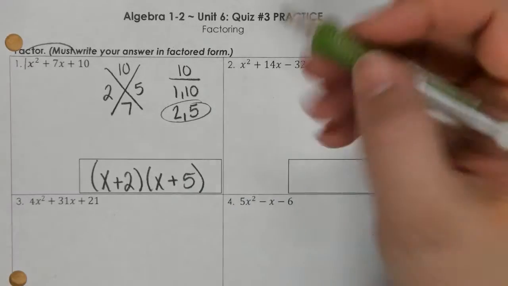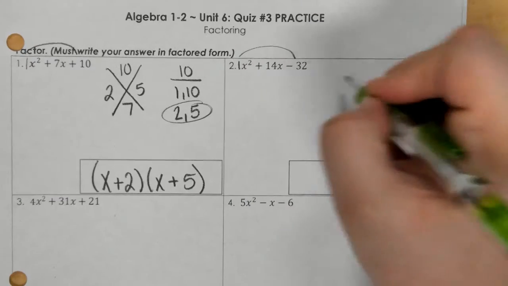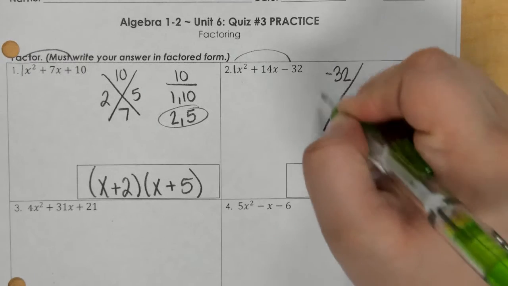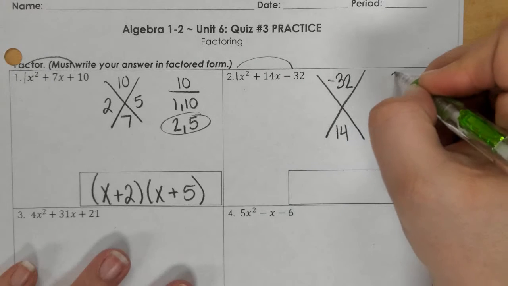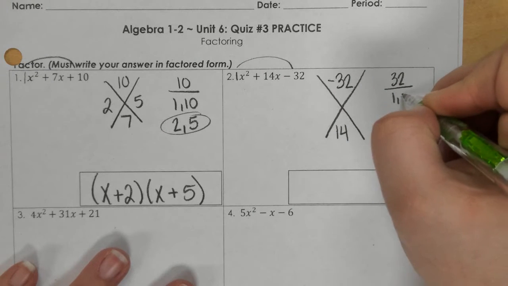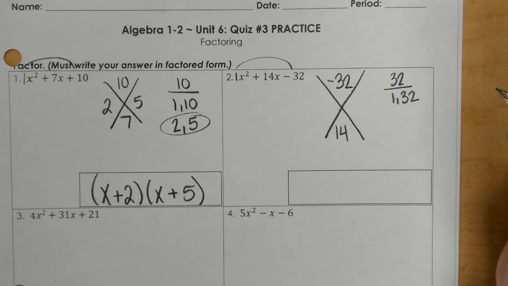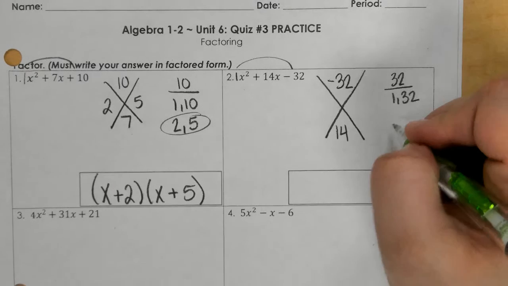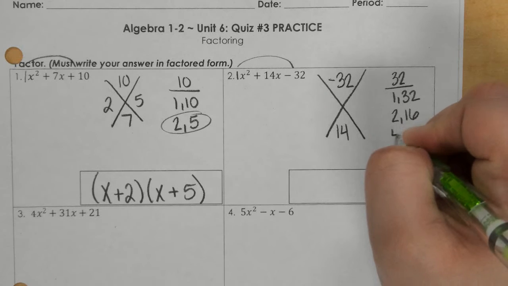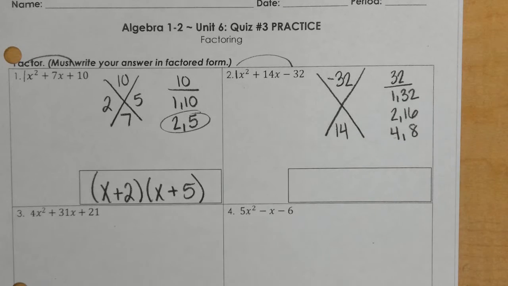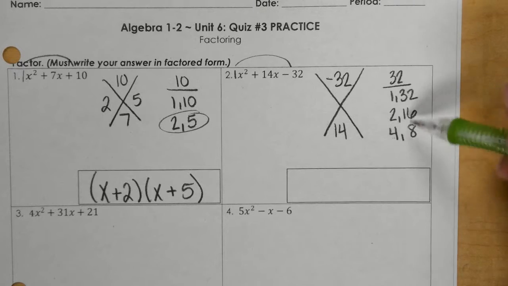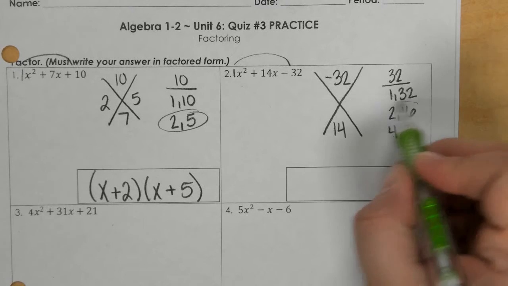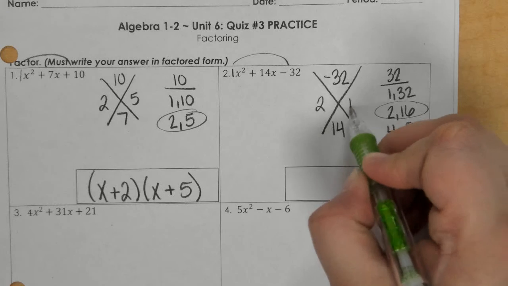For number 2, again, the first number times the last number is negative 32. And we get 14. So the factors of 32, we have 1 and 32, 2 and 16, 4 and 8. I don't think there's any others. Okay, so if I look at these here, which pair can make a 14? 2 and 16.